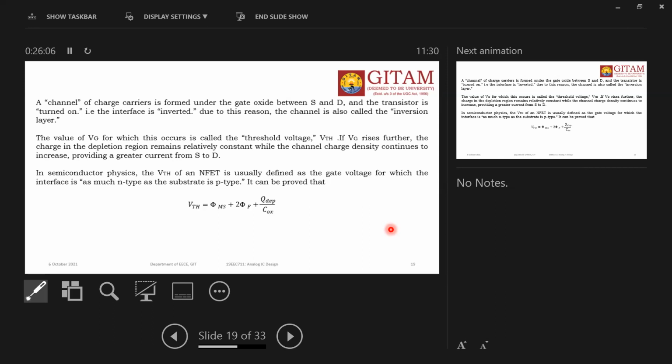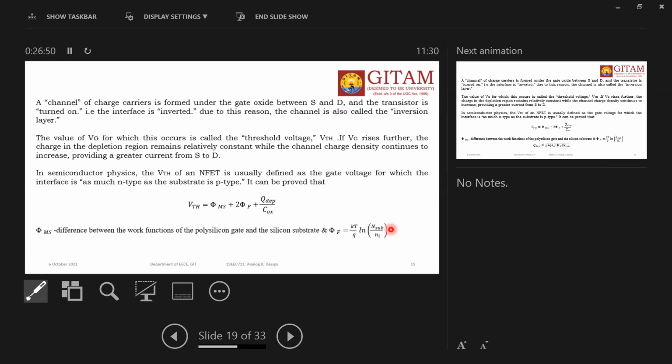There is a formula for the threshold voltage. VTH is equal to Φms plus 2Φf plus QDP by COX. So what is Φms? Φms is nothing but the work function difference between the gate and the silicon substrate. Each metal has some work function. Whenever two different metals are there, they have different work functions. That value is a constant for the material. So the difference between the work functions of the polysilicon gate and the silicon substrate is Φms.